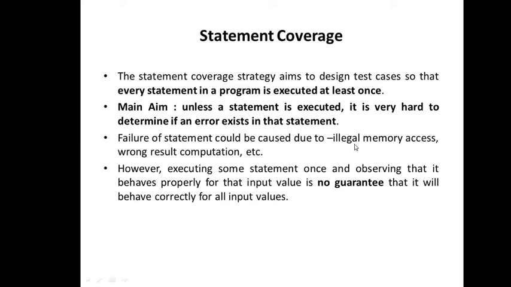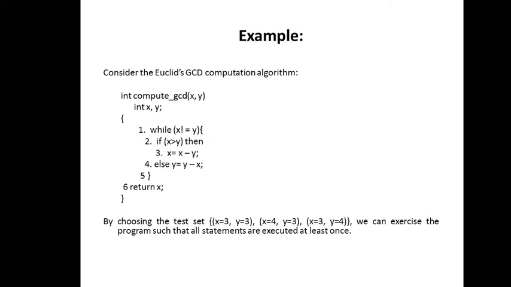A few examples could be illegal memory access, wrong result computations. So many examples could be there. However, executing a statement once and observing that it behaves properly for that input value is no guarantee that it will behave correctly for all the input values. Maybe for x values it is correct, while if you give y values, it's not necessary that it will show the correct response. It depends upon the inputs.